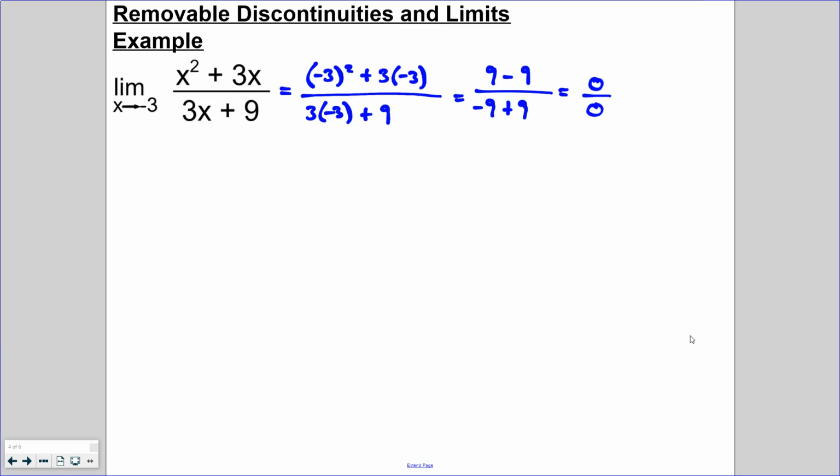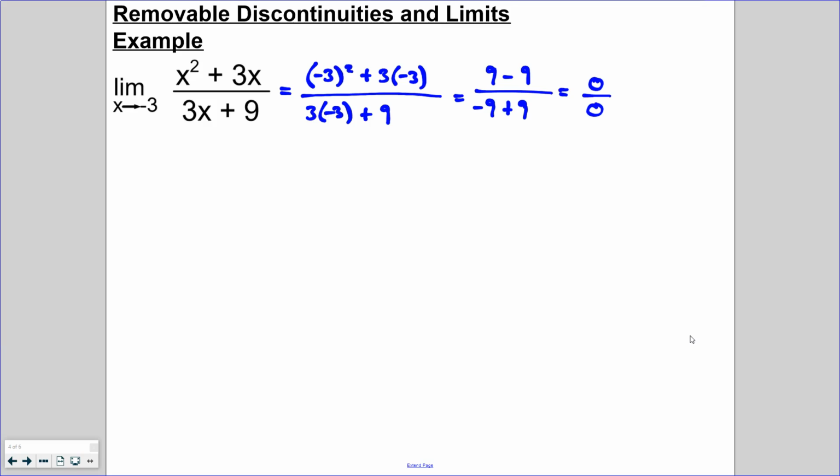So you might be thinking to yourself, wow, that didn't work, because 0 over 0, we've already learned that is an indeterminate form, and that means we're stuck. And if you're thinking that, you're not wrong, because that's what 0 over 0 means. It means that it's an indeterminate form. But it doesn't mean that we're stuck, because this 0 over 0 actually tells us something very important.